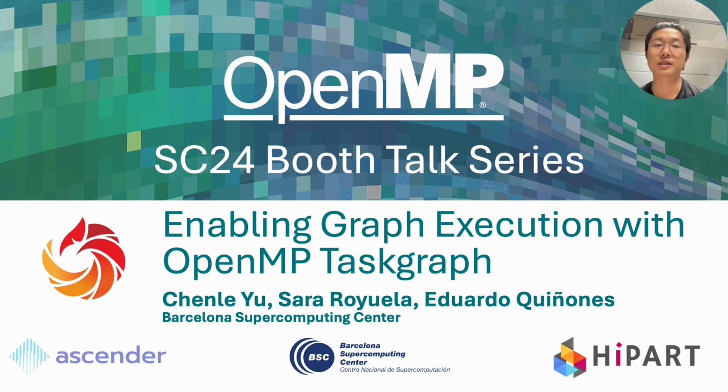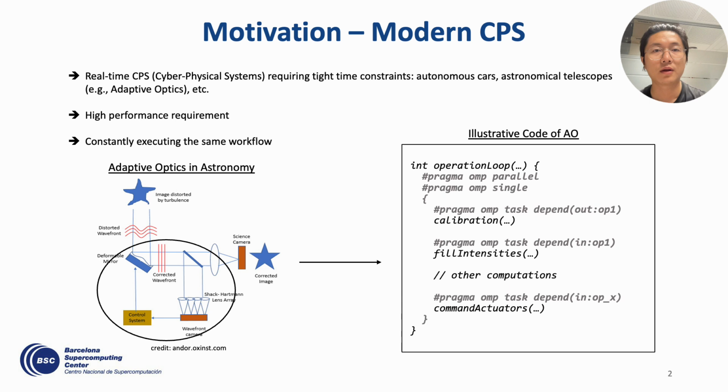Today I'm going to present the Taskgraph framework developed at BSC that aims to reduce the OpenMP tasking model's overhead. And this framework is introduced in OpenMP 6.0. So the syntax of it is going to be released along with the 6.0 specification. First, let's look at what motivated our work.